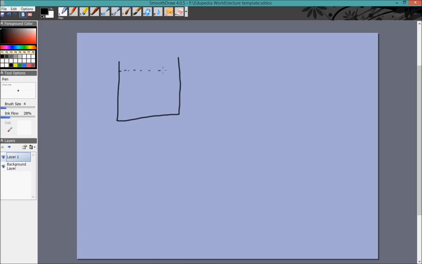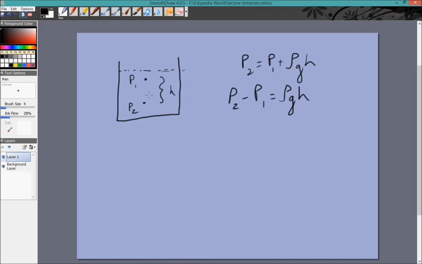So let's say you have a liquid. You have these 2 points, P1, P2. The distance between them is h. If this whole liquid is at rest, we know that P2 is equal to P1 plus rho GH. Right? Or P2 minus P1 is equal to rho GH. What if this liquid or this whole container were now kept in an elevator, and that elevator was going up with an acceleration A? What would be the answer in that case?